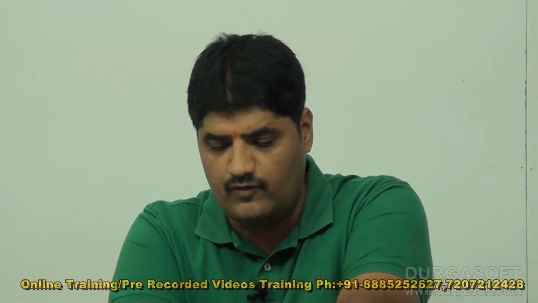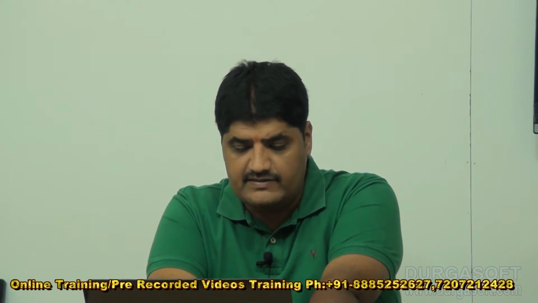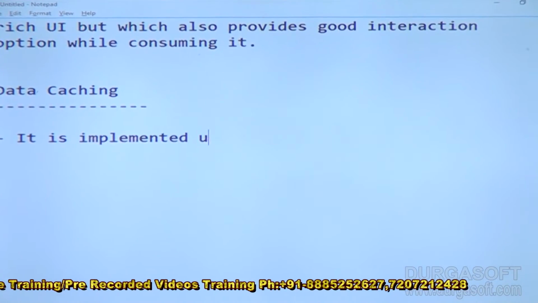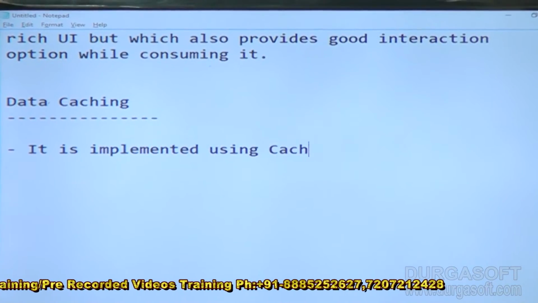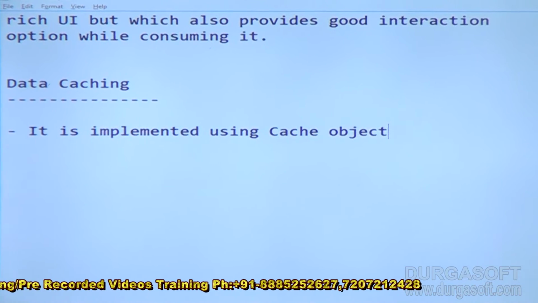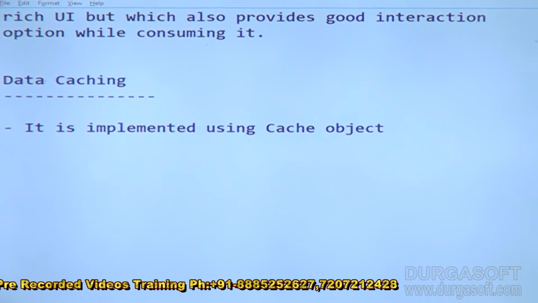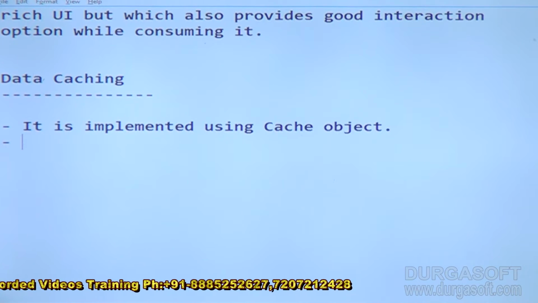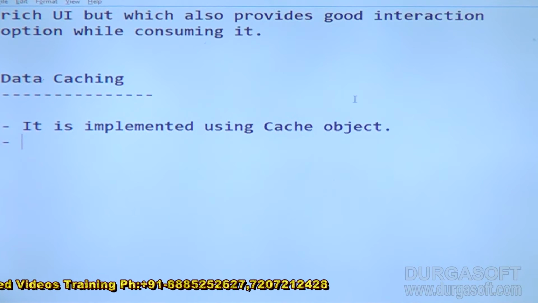Let's see one by one all the points. Here is the first one. Very important this is, more energy is required here. First is, it is implemented using the cache object. That's the first thing. So please remember this cache object now.